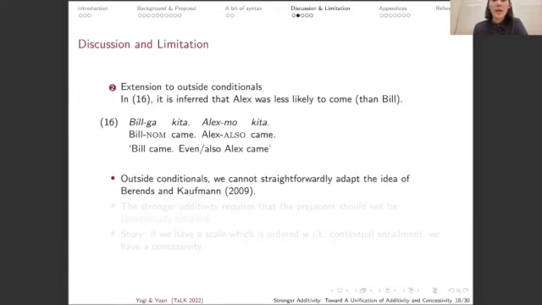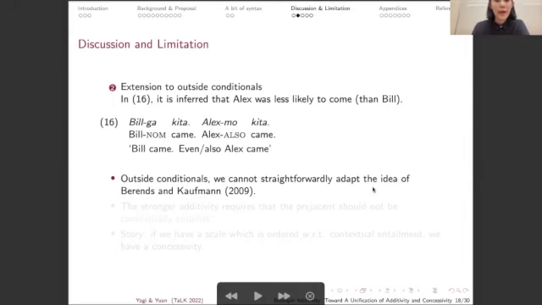And for the second limitation, we are trying to extend our current theory outside of conditionals. That is to say, in normal assertions, declaratives, sometimes these additive particles can also receive a concessive reading. So this is in number 16. Bill ga kita, Alex mo kita. So this sentence means Bill came. It can also mean even Alex came, or also Alex came. So it can receive both the additive meaning and the concessive meaning. Okay. However, outside of conditionals, it's not very transparent for us to see how to straightforwardly adapt the idea of Bhatt and Pancheva 2009.